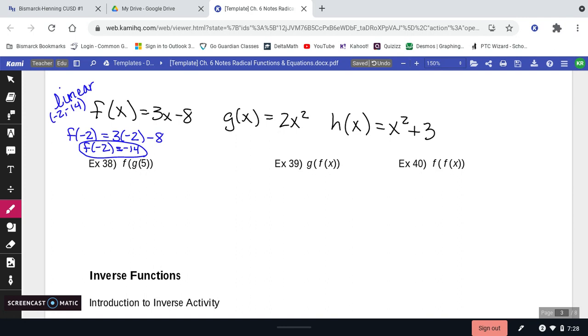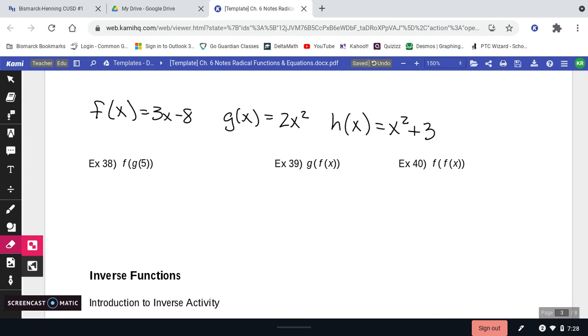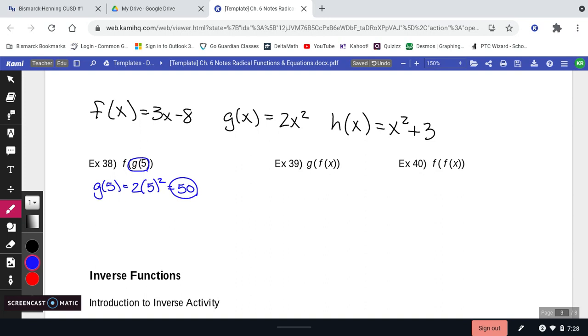Now 38, if you look at 38, it's f of g of 5. You've got multiple grouping symbols here. And what you're going to do is you're going to start on the inside. So you're going to start with finding g of 5. So g of 5 is, and then plug in 5. It's a function g, and this is 50. Okay, so that's that inside piece. g of 5 is 50.